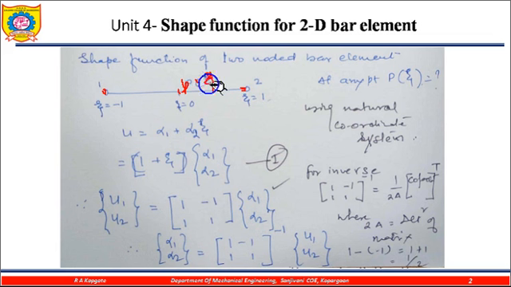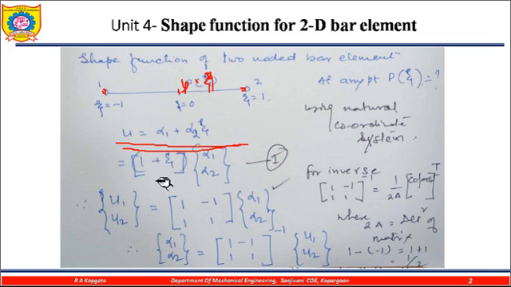Now first of all we need to write a displacement function. This displacement function we write through the Pascal triangle. Here there are two nodes, and in every node there is 1 degree of freedom. So this is the linear form, and we need to write two terms. The constant term plus alpha x, so u is equal to alpha 1 plus alpha 2 x.